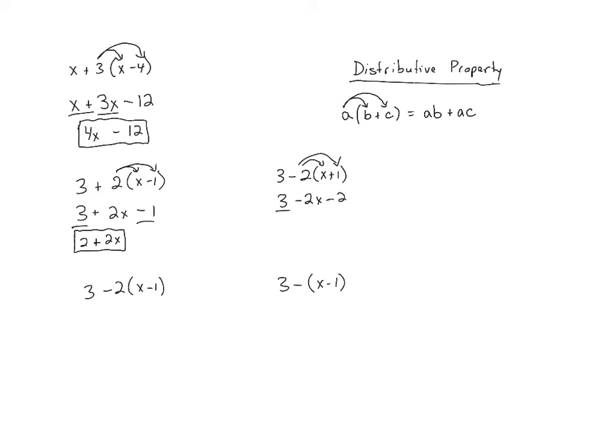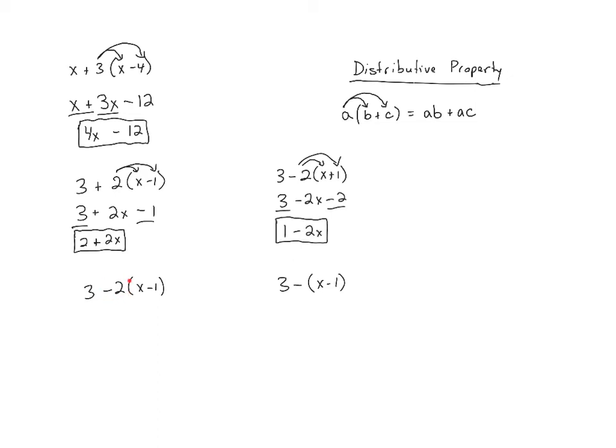Now again, we can combine the constant terms. This time we've got 3 minus 2, which gives us 1. We bring down the negative 2x, and we've got 1 minus 2x. Good. Let's look at the next example.